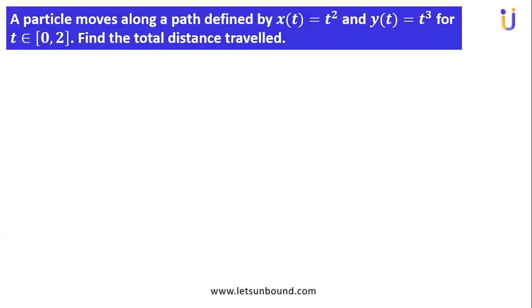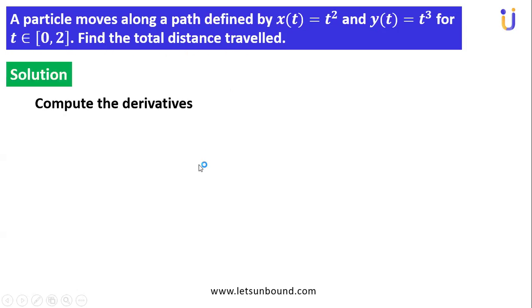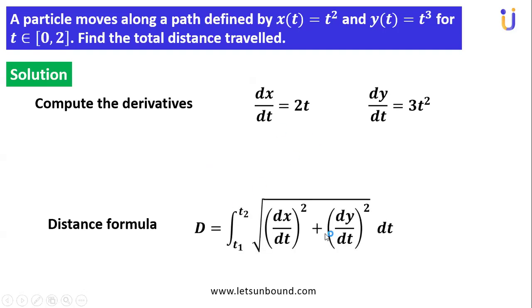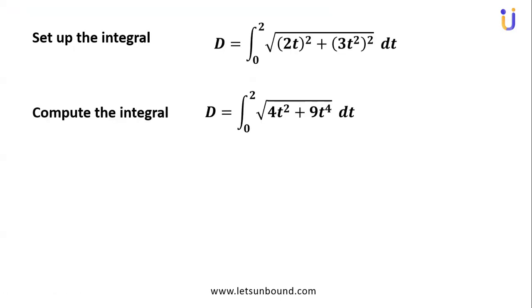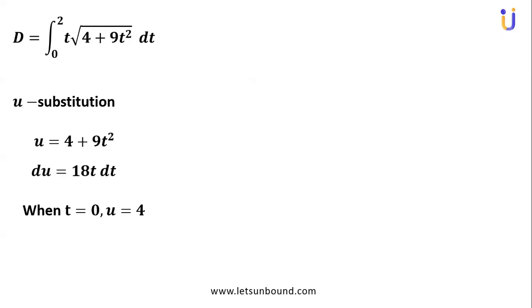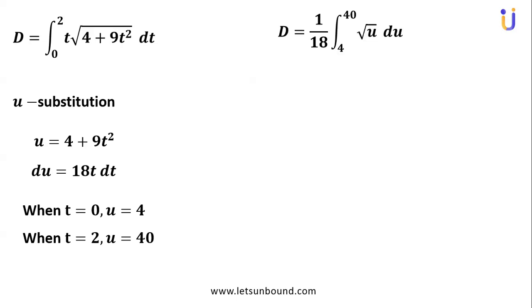Right? And now, a particle moves along a path defined by x of t is t square and y of t is t cube for t from 0 to 2, find the total distance traveled. Compute the derivatives that we need and apply the distance formula, plug in and check. Set up the integral and compute it. So t times the square root of 4 plus 9t square dt. We can use u substitution and du is 18t dt, and also work on the bounds.